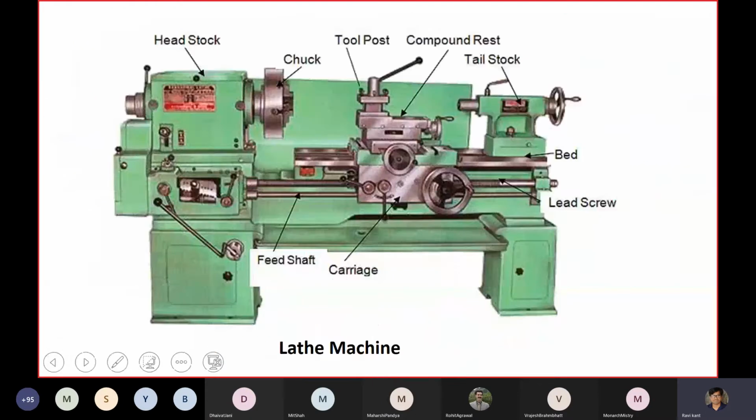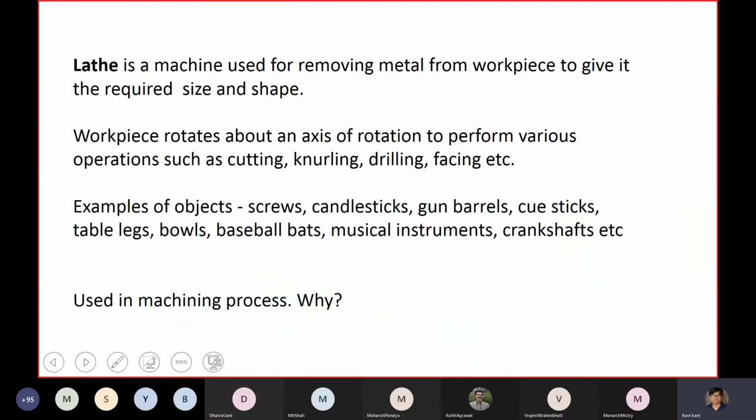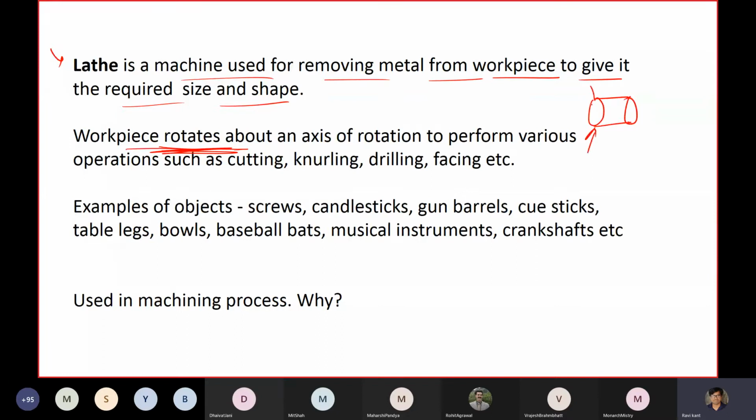Okay, now we talk about something more. So we formally define that a lathe is a machine used for removing metal from a workpiece to give it the required size and shape. And the workpiece rotates. So how does it work? The workpiece rotates. So your workpiece is going to be clamped on some tools, and once it is clamped, it is going to be rotated. Once it is rotated, you will have a cutting tool, some sort of cutting tool, and you will feed it. You will try to cut through it by several operations.